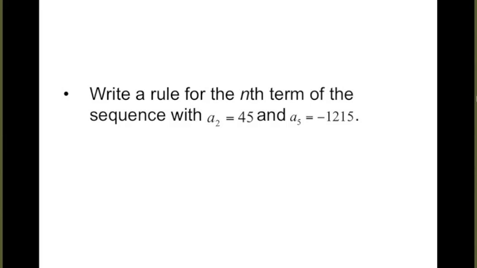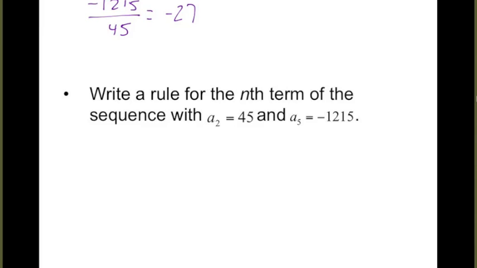To find our r value, what we want to do is these are supposed to be divisions. They're ratios. So we want to take the two terms that we're given and divide the later term by the earlier term. Always do the later divided by the earlier. So I'm going to do a sub 5 divided by a sub 2. And that gives negative 27. So that means to get from this second term to the fifth term, I would need to multiply by negative 27.